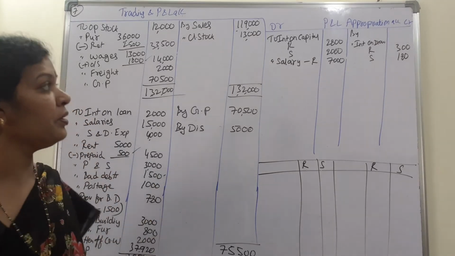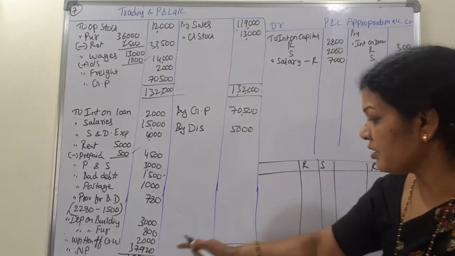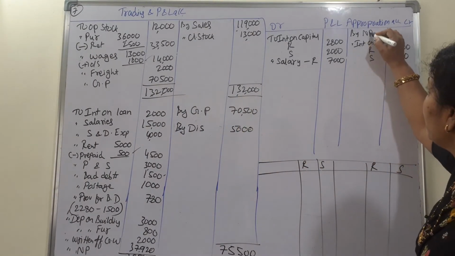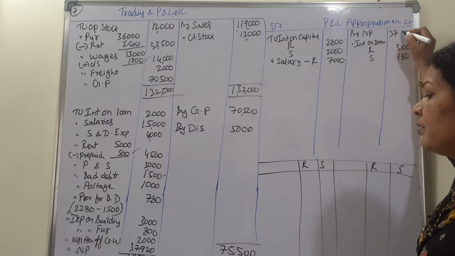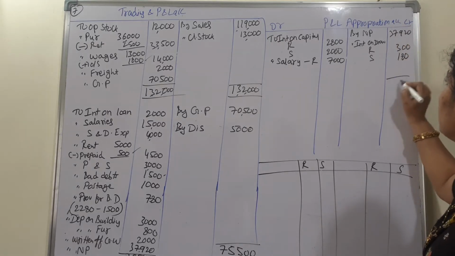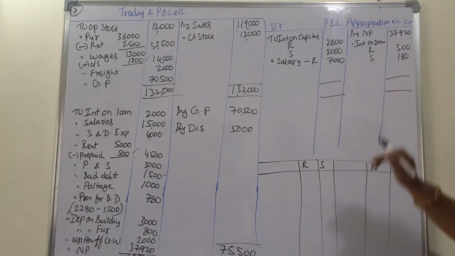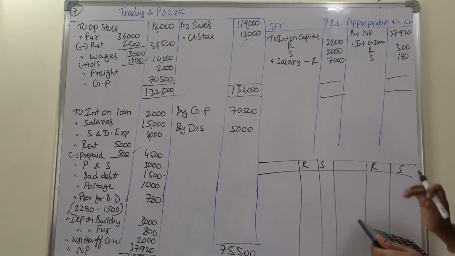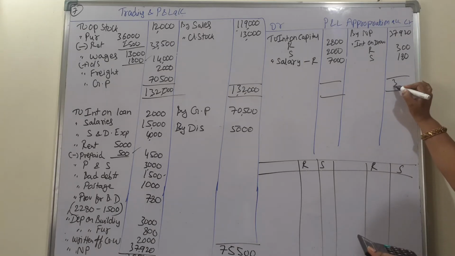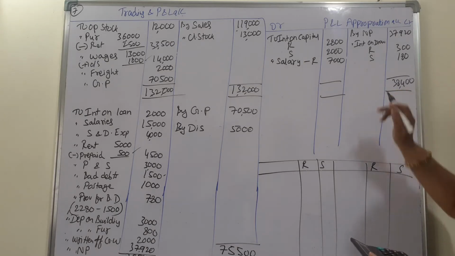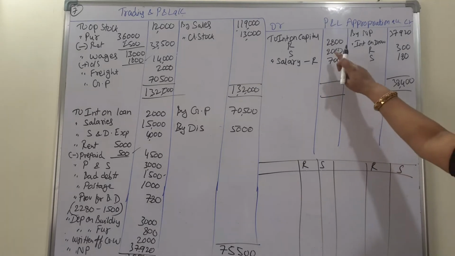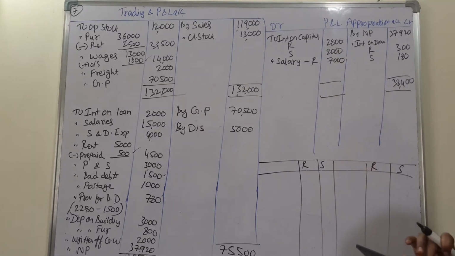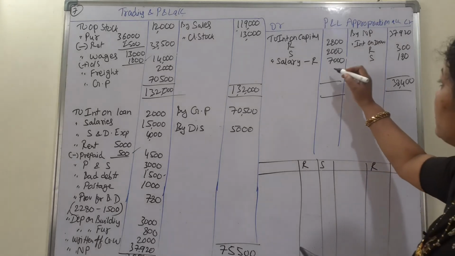So this will be transferred to the profit and loss appropriation account. 37,920 by net profit. 37,920 plus 480 is 38,400. 38,400 minus 4,800 minus 7,000. It is 26,600.